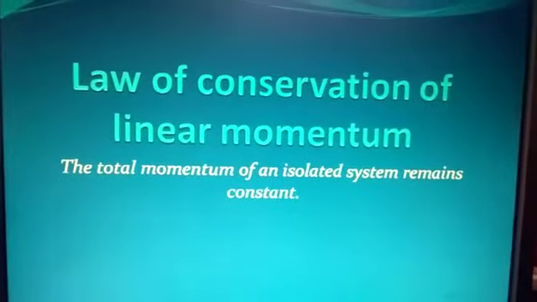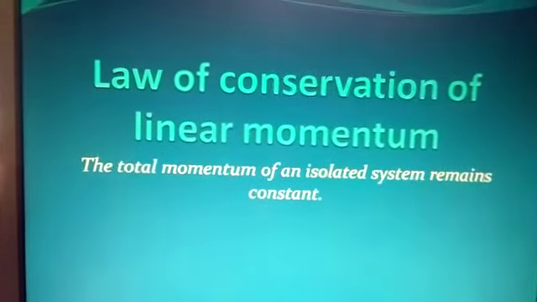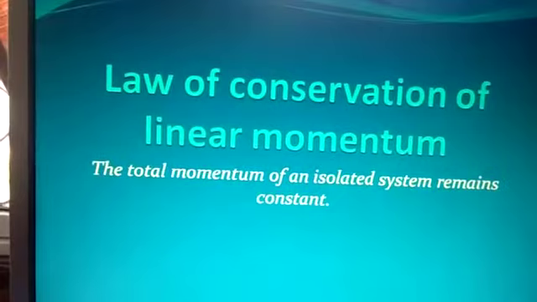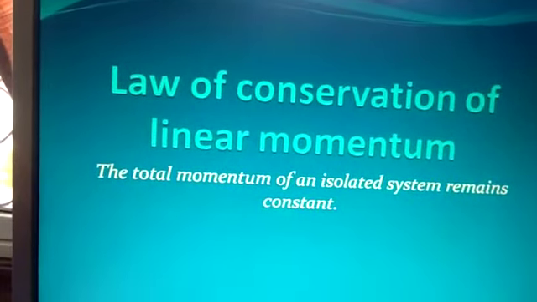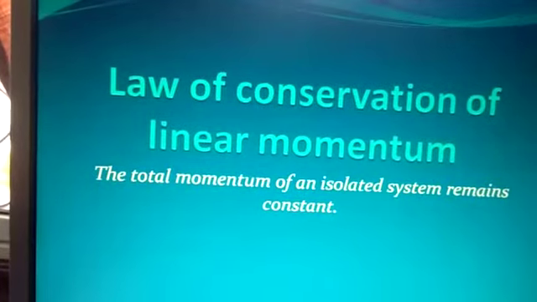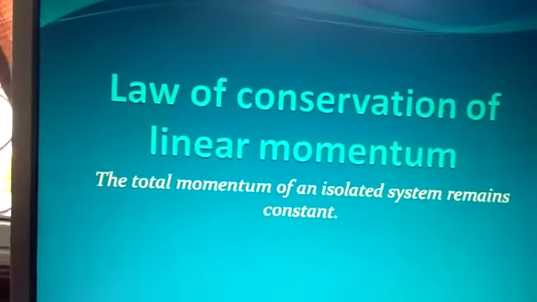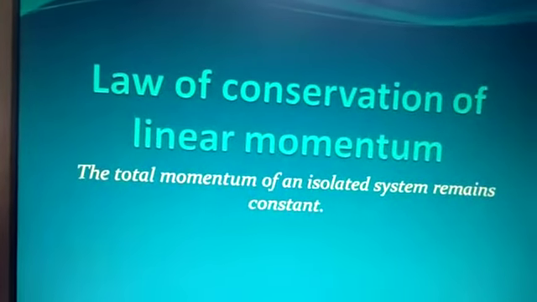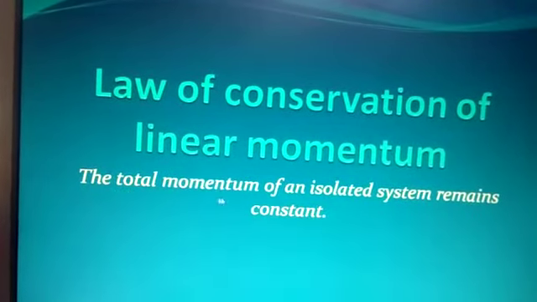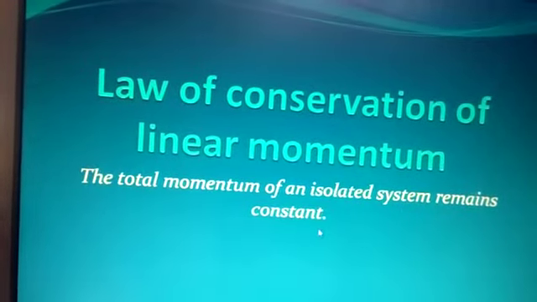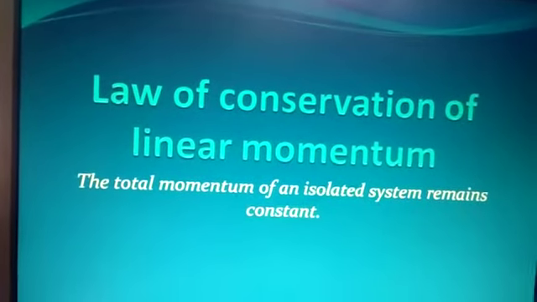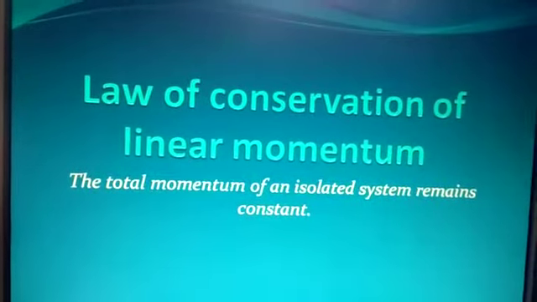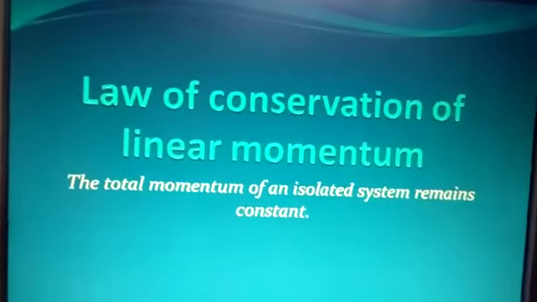And we have another law called conservation of linear momentum. You might have studied it in the 9th standard. The total momentum before the collision is equal to the total momentum after the collision. It means that in an isolated system, the total momentum remains constant. This is what we term the law of conservation of linear momentum in physics.